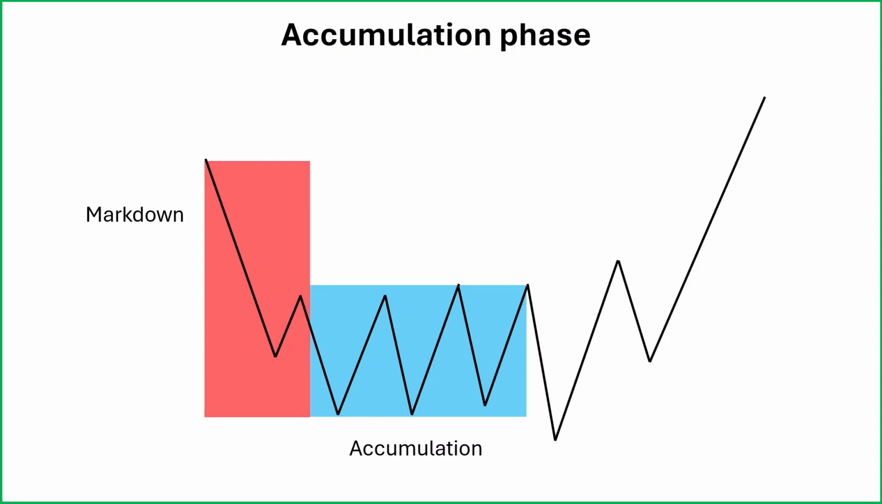This range shows us that the sellers are no longer in full control, and the buyers are stepping up to challenge them. Next, something sneaky happens. The market breaks below the range, just for a moment.